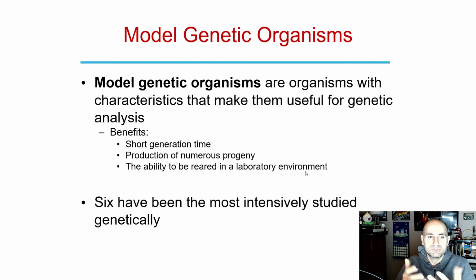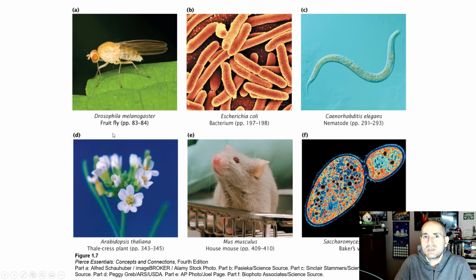Knowing that, there have been 6 of the most intensely studied organisms. These are the main model organisms that are studied by the greatest number of labs. And this includes one we touched on earlier, the Drosophila melanogaster, which means the fruit fly. This is your typical fruit fly. There is also E. coli or Escherichia coli. You all know what E. coli is, a type of bacteria.